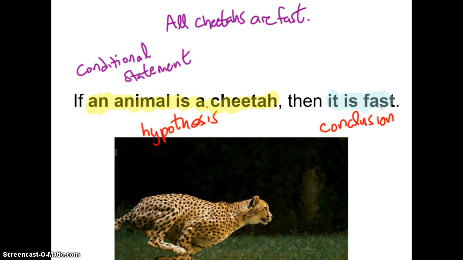Students are often asked to identify the hypothesis or the conclusion in a conditional statement, and the biggest mistake they make is to include the if or the then in their answer. So I might say, what is the hypothesis? And a student would say, if an animal is a cheetah. But technically the hypothesis does not count the if. The hypothesis would just be an animal is a cheetah, and the conclusion would be it is fast.